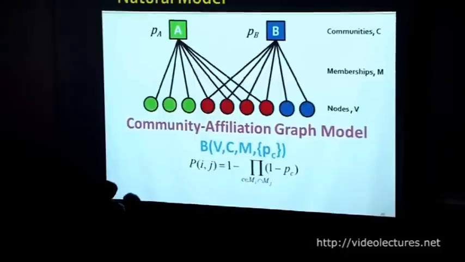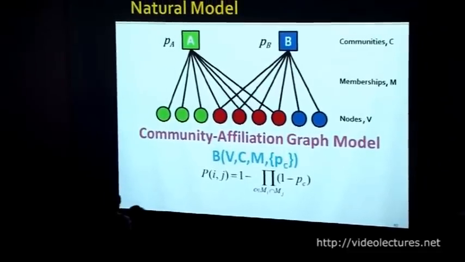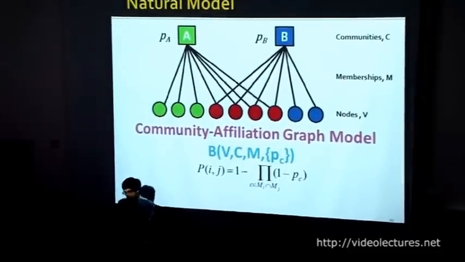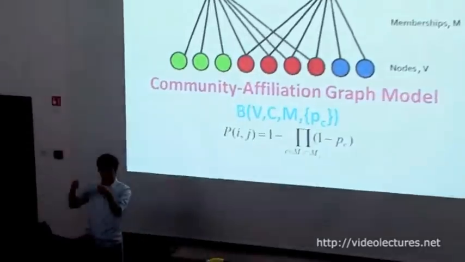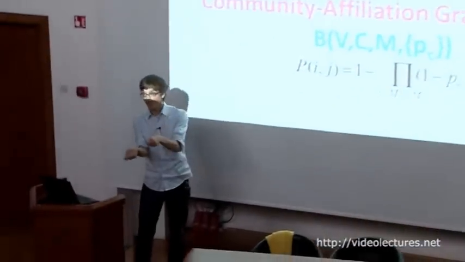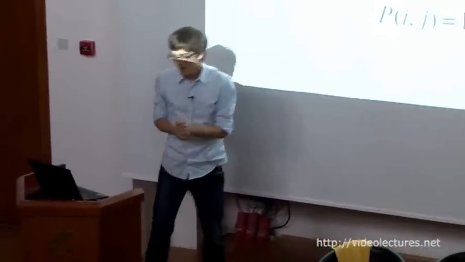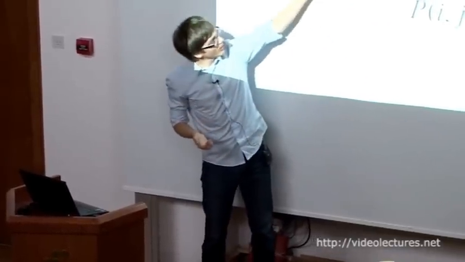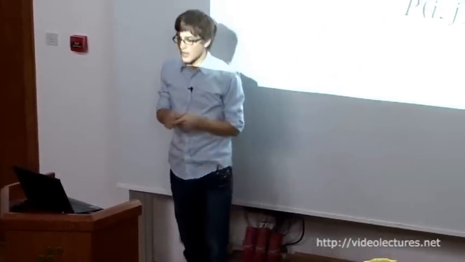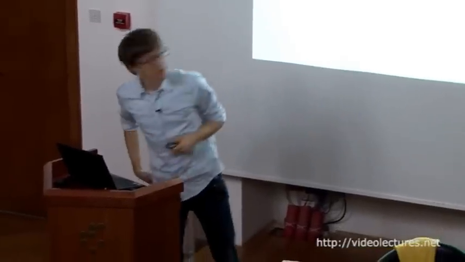I will basically do a model-based community detection. So I will show you a very simple model of how networks can be generated, and then we will fit that model back to the data, right? So my model is very simple. I will call my model a community affiliation graph model. So the structure is very simple.